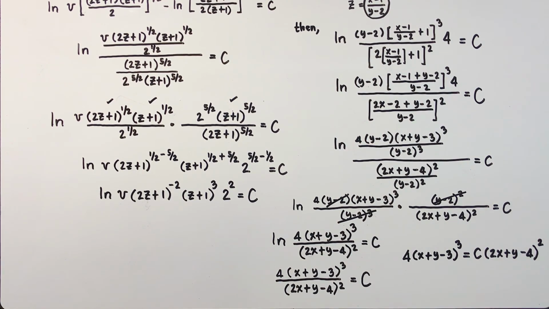And dividing both sides of the equation by 4, we have x plus y minus 3 to the power of 3, which is equal to the constant c times 2x plus y minus 4 to the power of 2. Because when the constant c is divided by 4, which is a constant, the result is still a constant. Thus, this is our answer for the differential equation in example number 2.